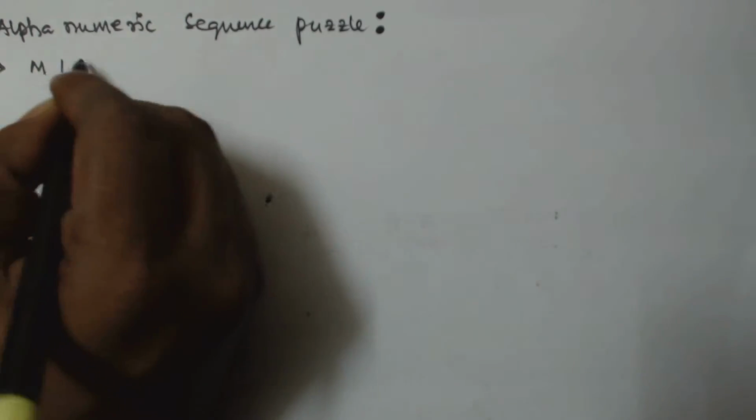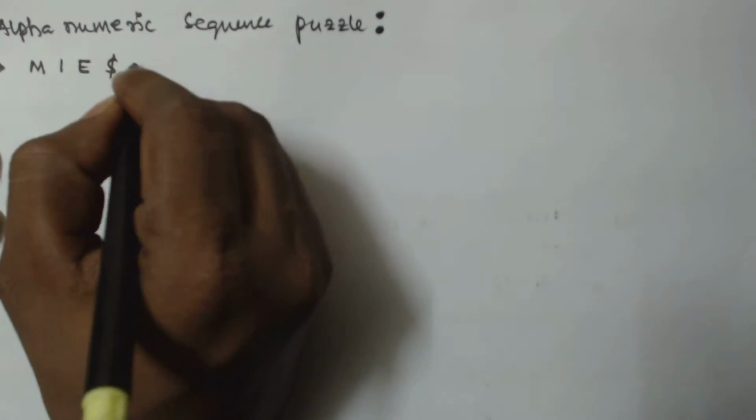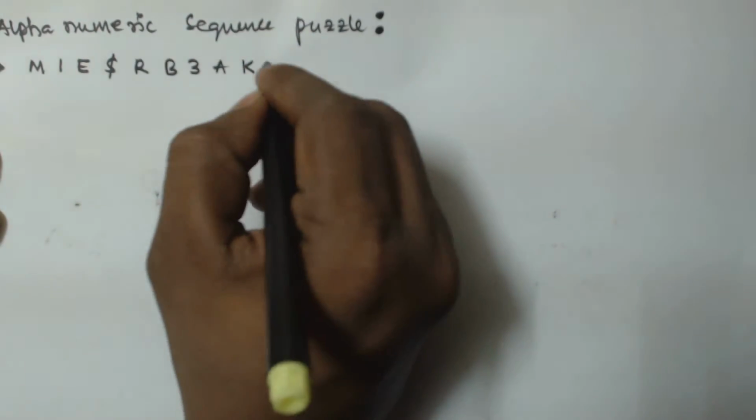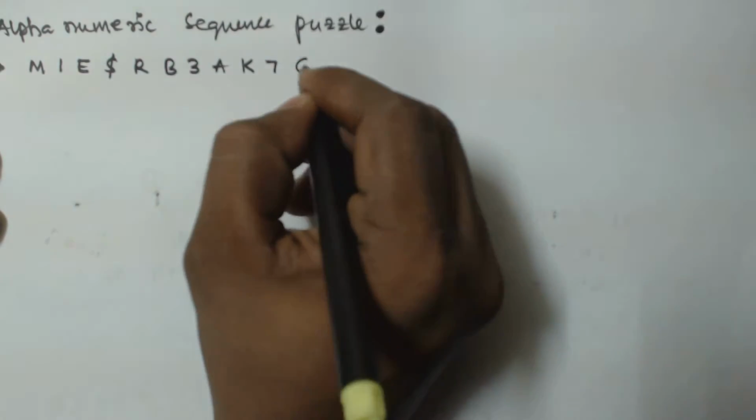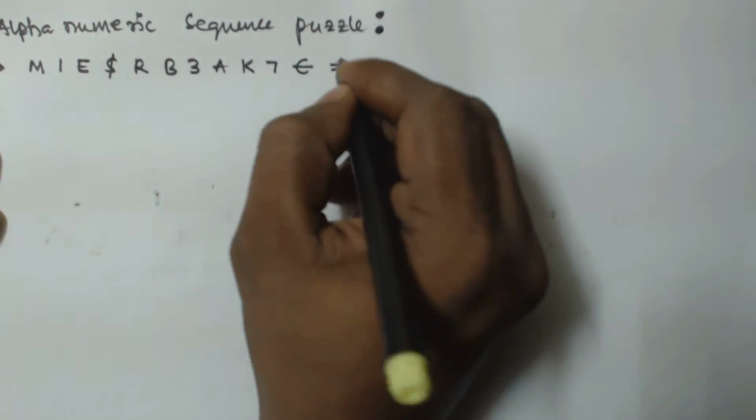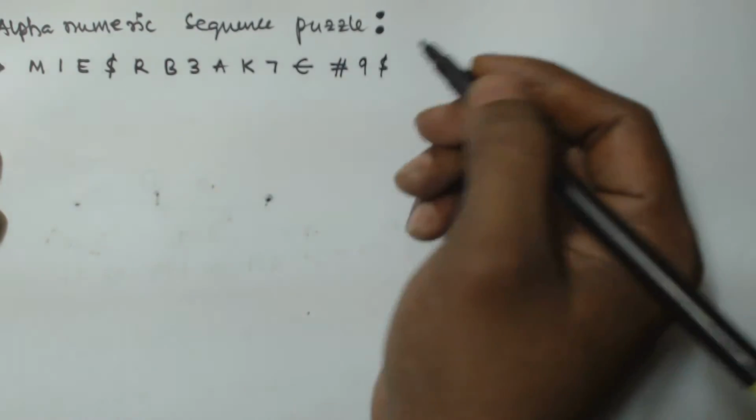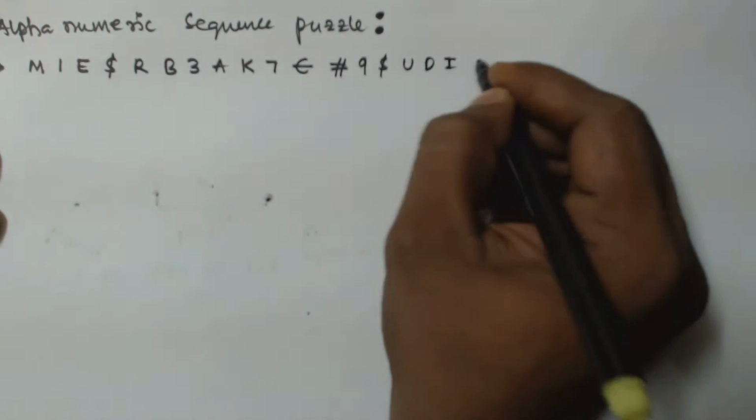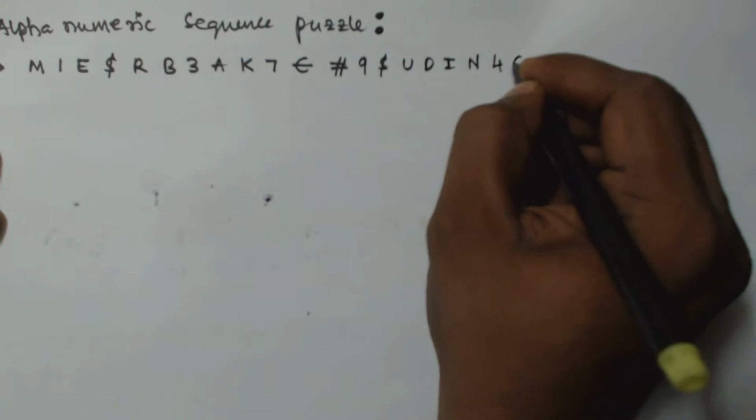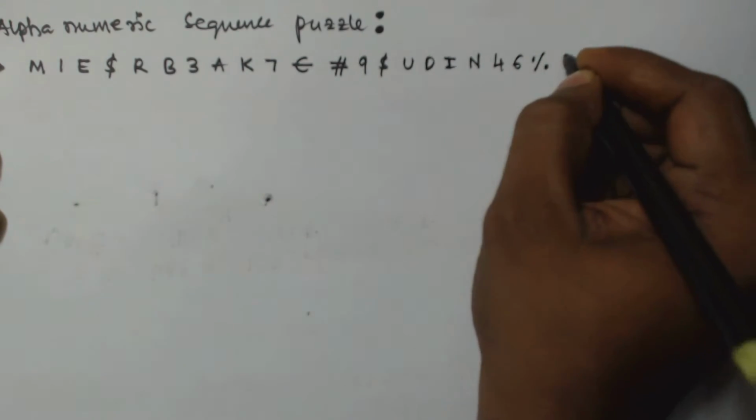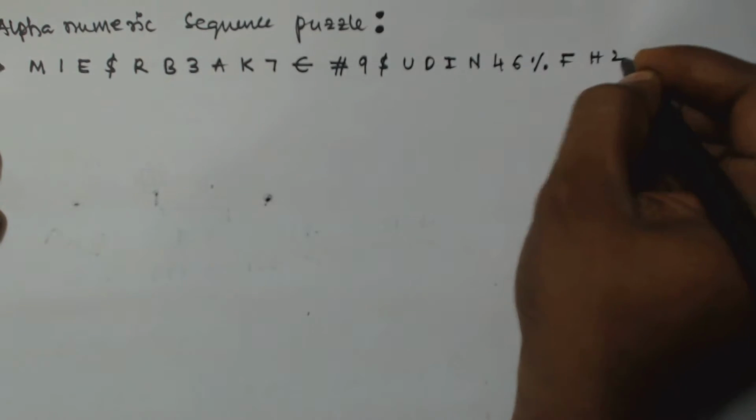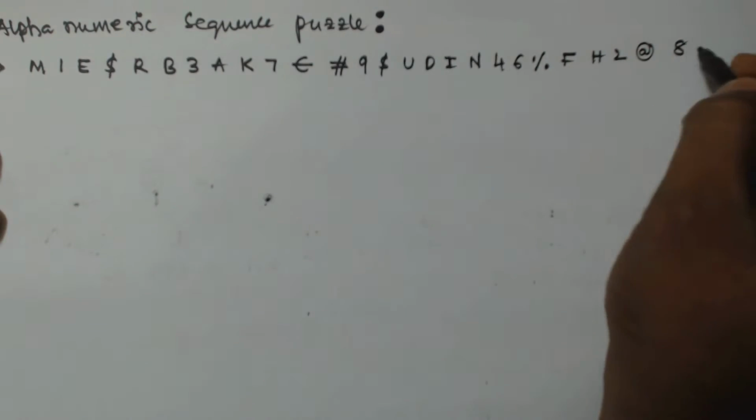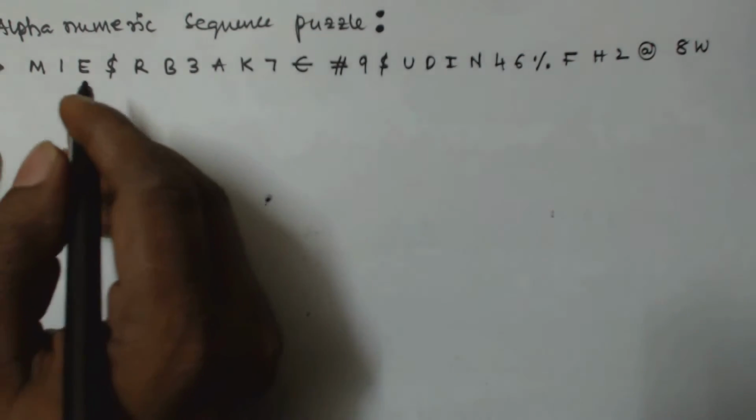So that is M 1 E $ R B 3 A K 7 € # 9 $ U D I N 4 6 % F H 2 @ 8 and W. So this is the alphanumeric sequence given.